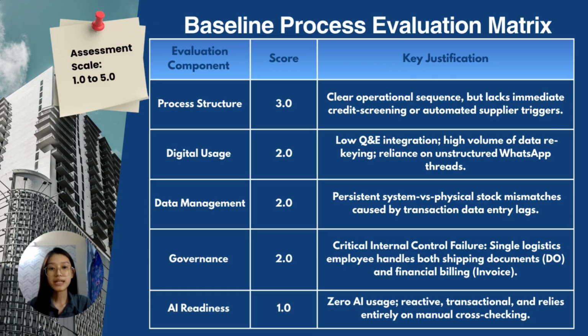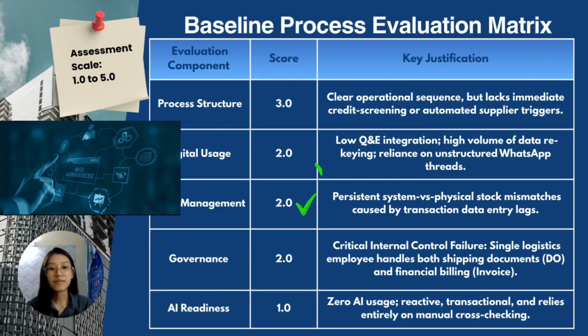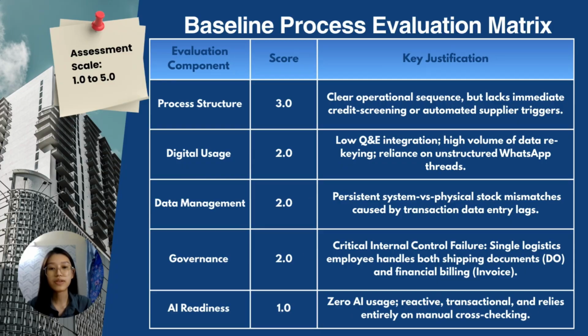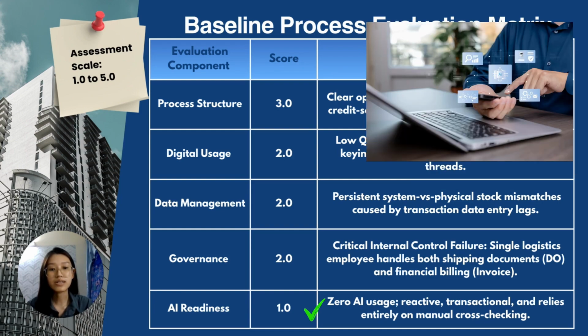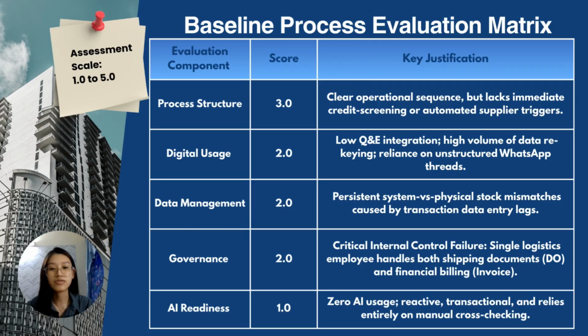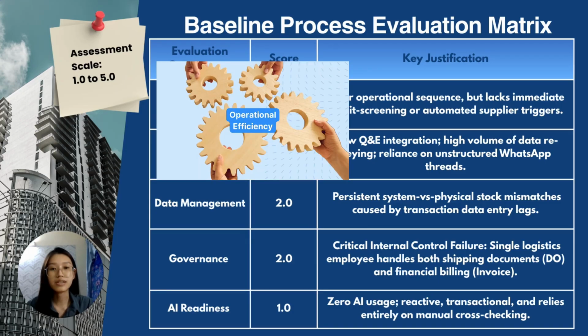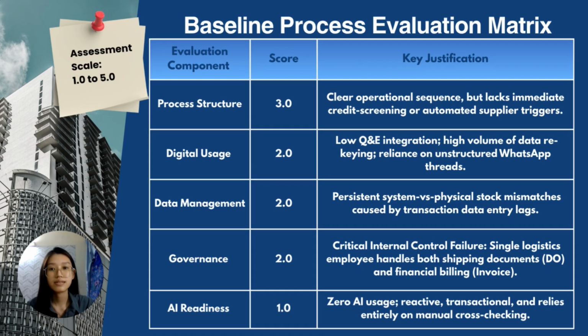As shown in the table, the company's current process maturity is relatively low. You can see that the process structure scores 3.0 because the workflow is clear but still experiences delay. Digital users, data management and governance score only 2.0 due to heavy reliance on manual processes, weak internal control and lack of segregation of duty. The lowest score is AI readiness at 1.0, indicating very limited automation and a strong dependence on human intervention. Overall, this score clearly indicates that the company still has substantial opportunity for improvement in terms of operational efficiency, internal control, and digital transformation.